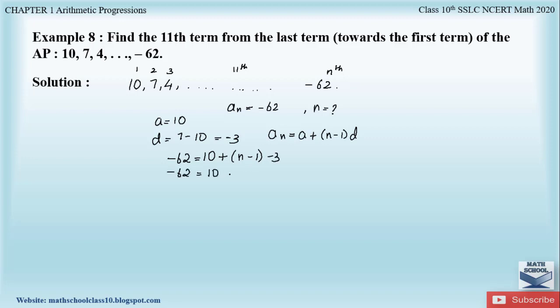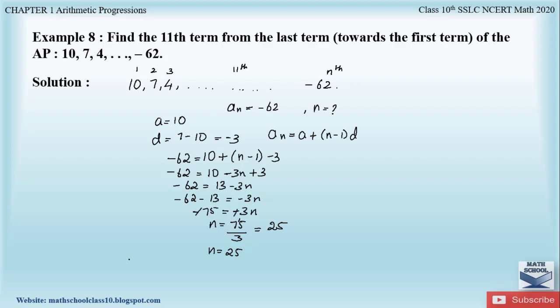Minus 62 is equal to 10 minus 3n plus 3, or minus 62 is equal to 13 minus 3n. If we send this 13 term to the left hand side, we get minus 62 minus 13 is equal to minus 3n. Adding these terms, 3 plus 2 will be 5 and 6 plus 1 is 7, so minus 75 is equal to minus 3n. Cancelling minus minus, n value will be equal to 75 divided by 3, that is 3 2s are 6, carry 1, 3 5s are 15. Here we can see that n is equal to 25, which means that the 25th term is minus 62.